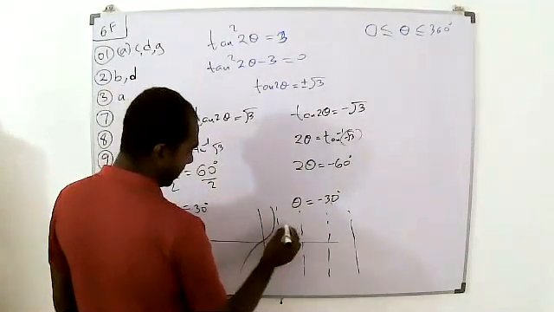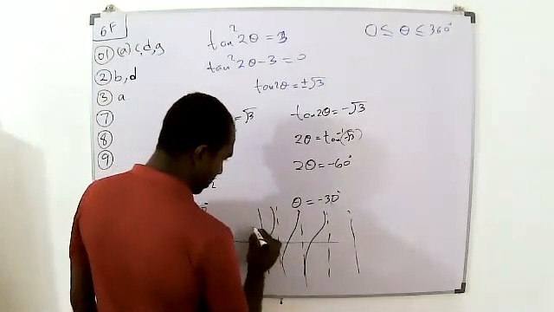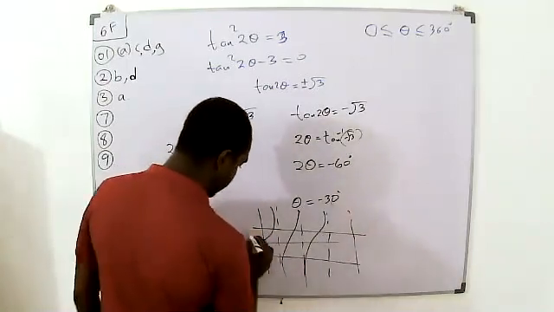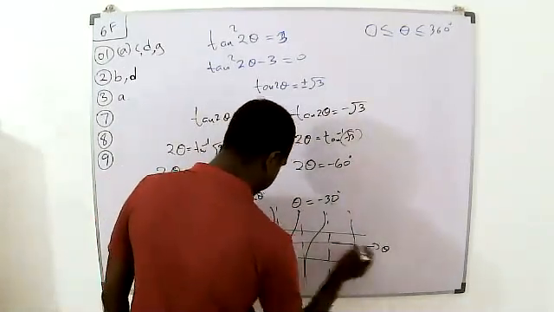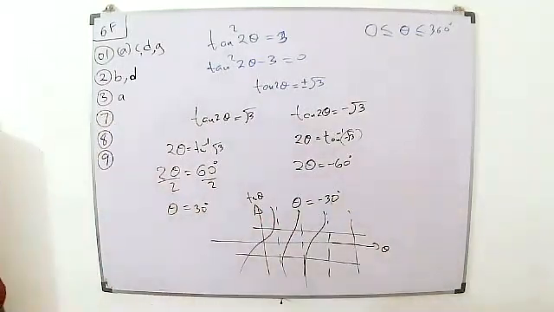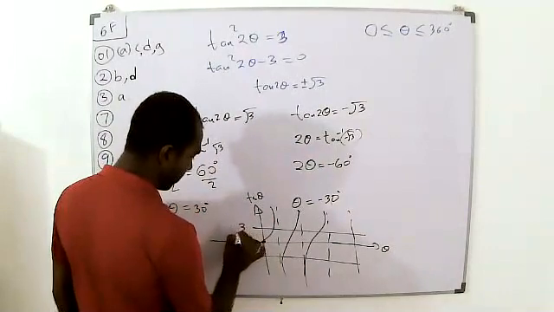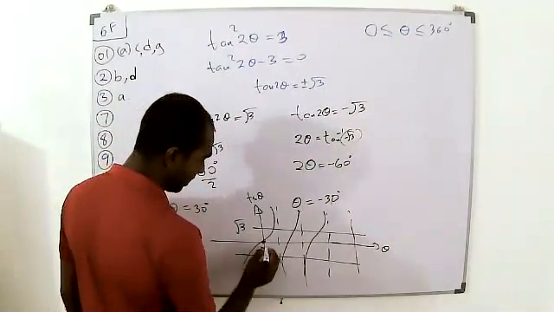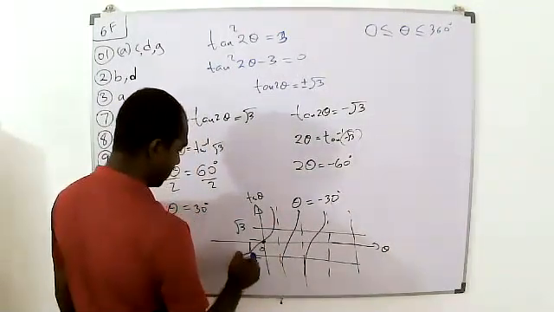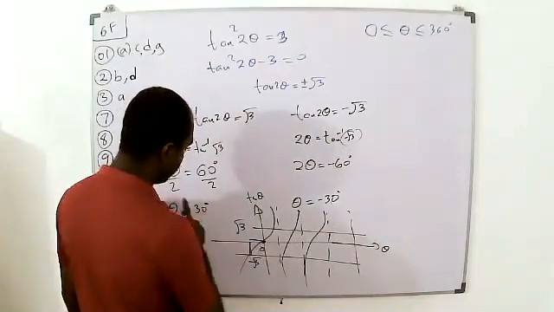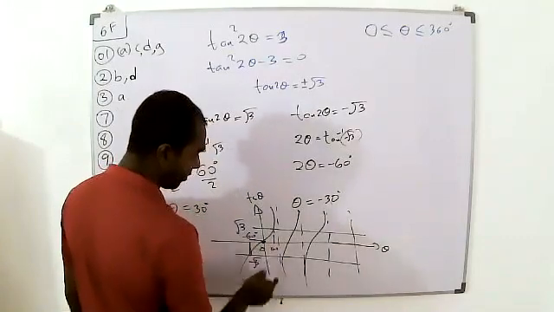Square root 3 was here, and minus square root 3 also here. This is the tan theta curve. This is 0. We have square root 3 and this is minus square root 3. We have this value at how much? 2 theta was 60 degrees. Now here 60, this is minus 60, this is plus 60.